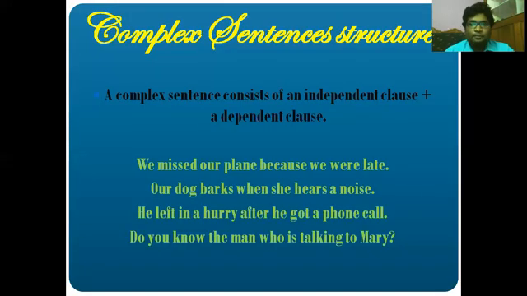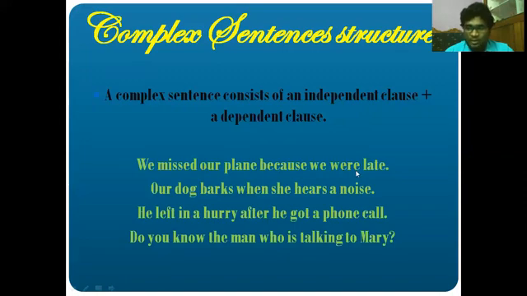And next, the third one is the complex sentence structure. A complex sentence consists of an independent clause plus a dependent clause. We cannot imagine this sentence without a dependent clause. For example: we missed our plane because we were late. "We missed our plane" is the independent clause. But why did you miss it? We were late. So "we were late" is a dependent clause.